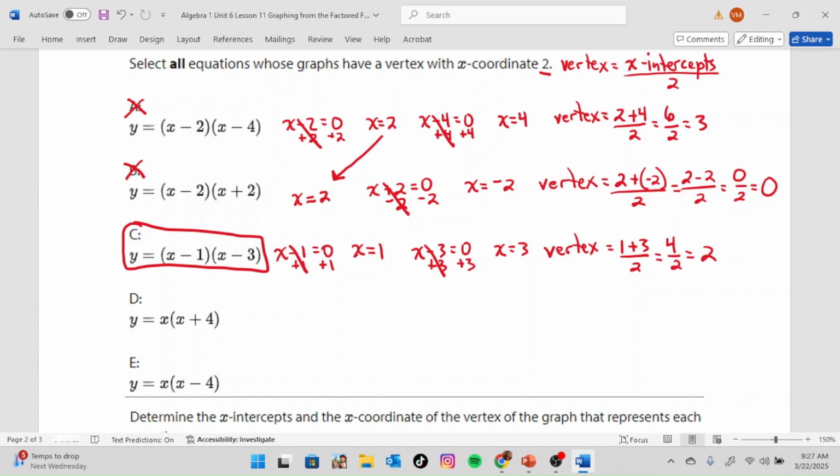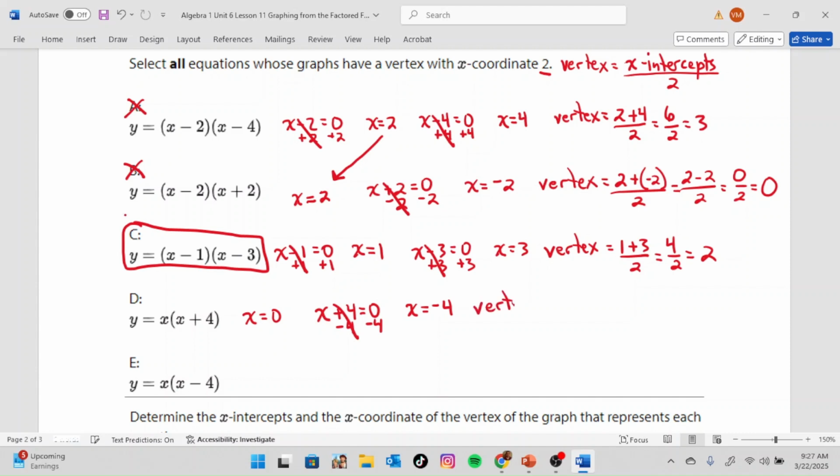Choice D. First, we're going to set x equal to 0. So that's one x-intercept. Next, we'll set x plus 4 equal to 0. Subtract 4 from both sides, and that'll give us x equals negative 4.